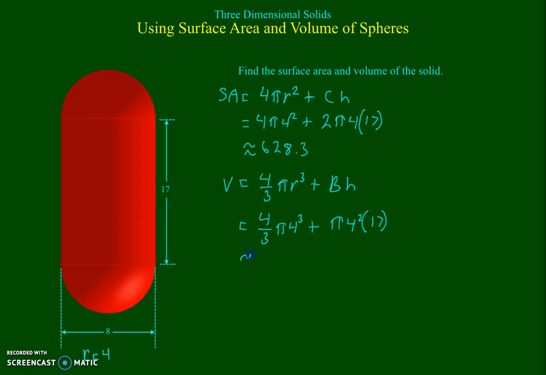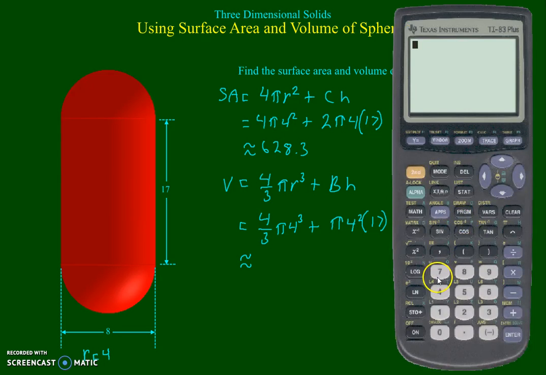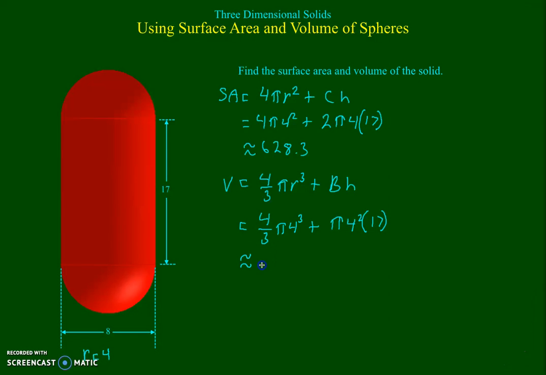And then we would get a new value here. So we would have 4/3 pi 4 cubed plus pi r squared times 17. And that gives us 1122.6 approximately. 1122.6. And that is surface area and volume of spheres.